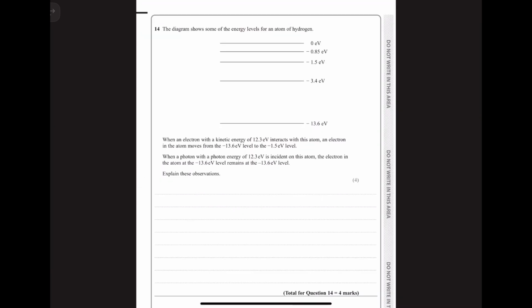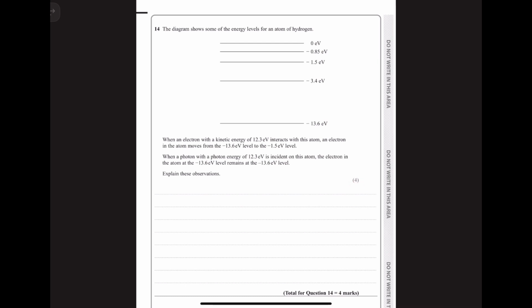This question is about the energy levels for an atom of hydrogen. We can see the energy levels. And this question is talking about the electron in the atom absorbing an incoming electron and also absorbing an incoming photon. So what happens in these two different scenarios? As you can see, we have 4 marks.